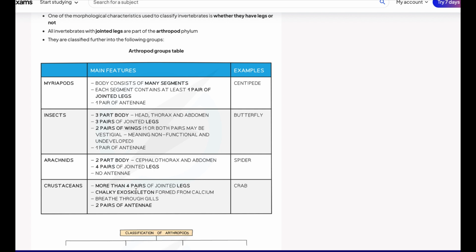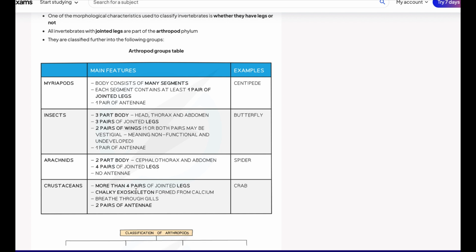Insects are like butterfly, grasshopper, termites, and all of these other insects that you have. All of them fall under that category. Then arachnids have a 2-part body. They have the thorax and the abdomen. They have 4 pairs of jointed legs, and they don't have antenna. And a good example is the spider, and so on and so forth.